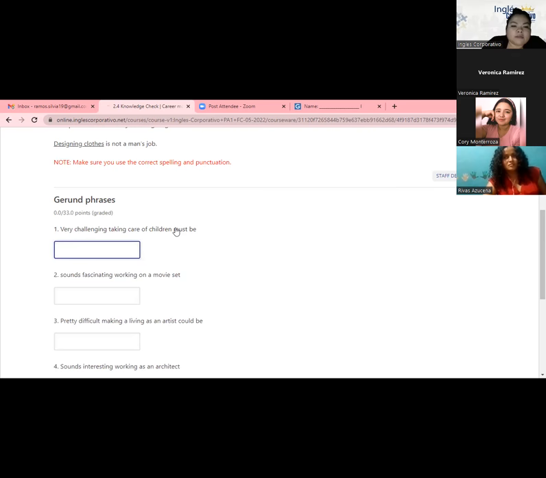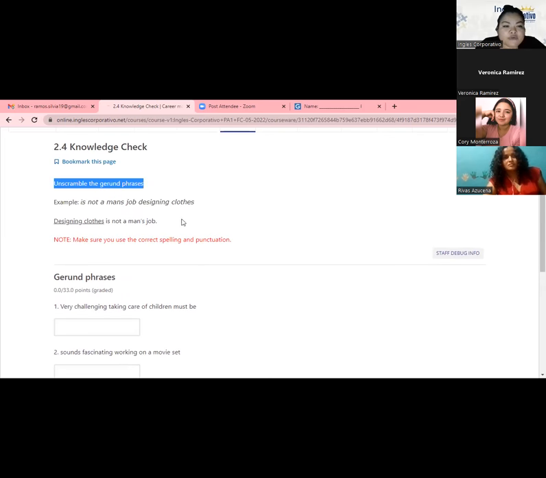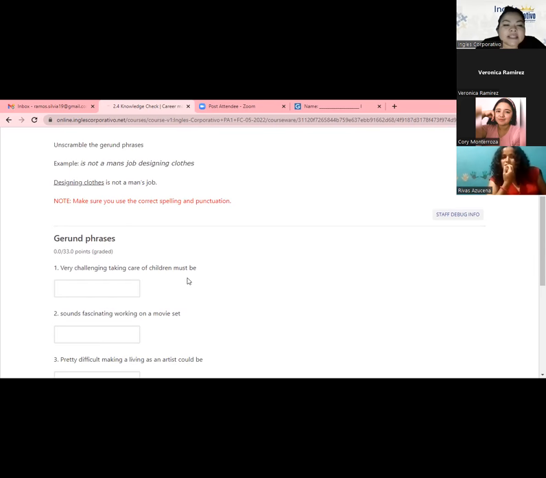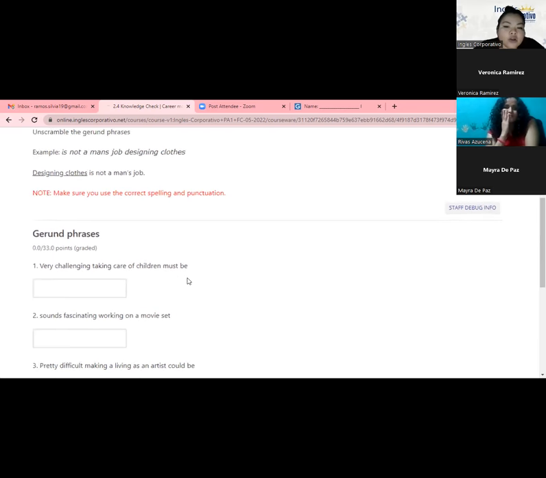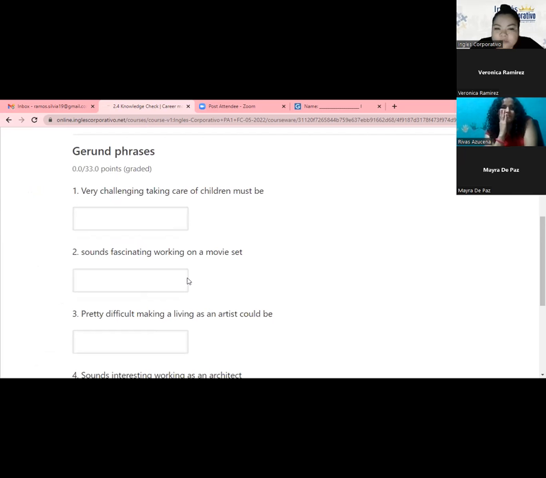Yes, it's incorrect, because must be is not at the beginning. Look at this. Unscramble the gerund phrases, right? What is the gerund phrase, Veronica? I don't know, teacher. But we practiced today. I need you to also look at the gerund phrase. Which one do you think is the gerund? Very challenging, taking care of children, must be. What is the gerund? For me, challenging. No. Challenging is an adjective. Taking care of children, that's the phrase. Ah, okay. So what could be the answer?